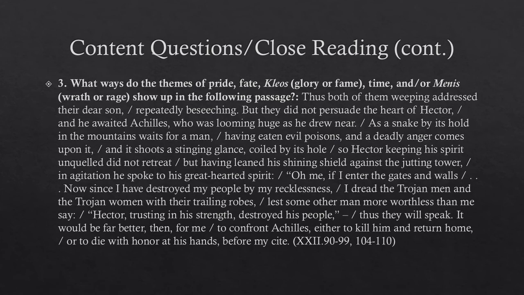O me, if I enter the gates and walls, now since I have destroyed my people by my recklessness, I dread the Trojan men and the Trojan women with their trailing robes. Lest some other man more worthless than me say, Hector, trusting in his strength, destroyed his people. Thus they will speak. It would be far better, then, for me to confront Achilles, either to kill him and return home, or to die with honor at his hands before my city.